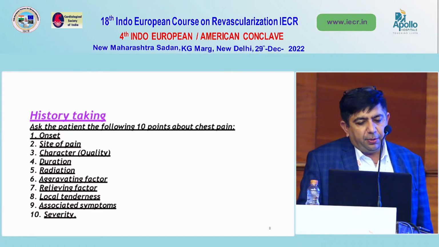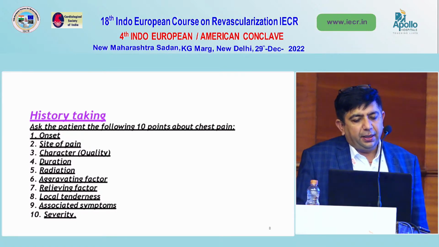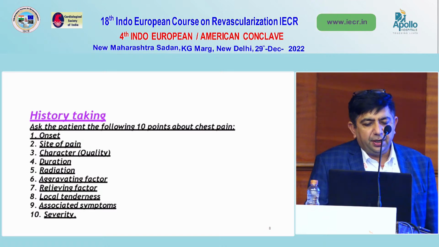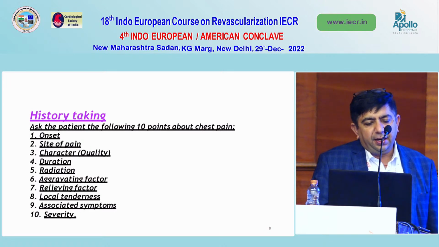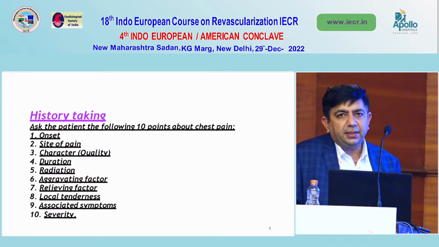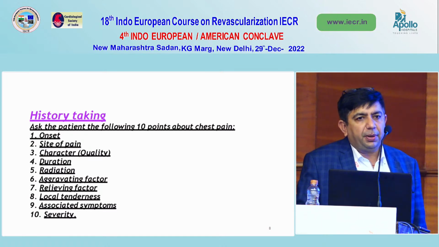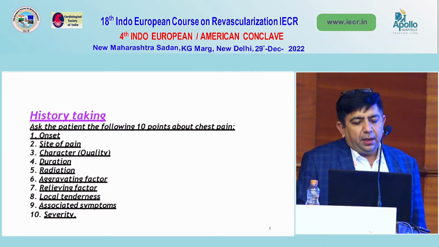You can ask about the onset, site of pain, character, duration, radiation, any aggravating or relieving factors, any tenderness, local tenderness or its presence in musculoskeletal pain like Tietze syndrome, any associated symptoms like nausea, vomiting, and any severity.